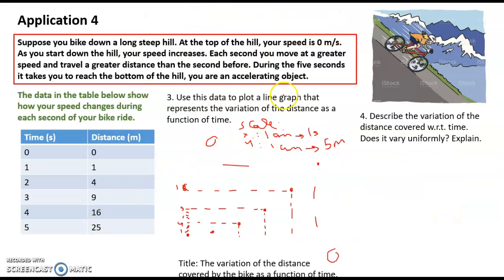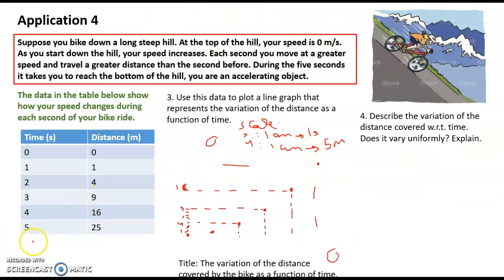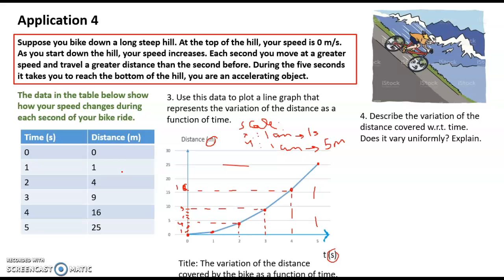Now use the data to plot a line graph that represents the variation of the distance as a function of time. This table shows the variation of the distance as a function of time: 0, 1, 4, 9, 16, 25. The distance is increasing but not in the same manner as the speed did. When we have a constant rate of increase or decrease, we expect the graph to be a straight line. However, for distance versus time, the distance is not increasing at the same rate, so we do not expect it to be a straight line.